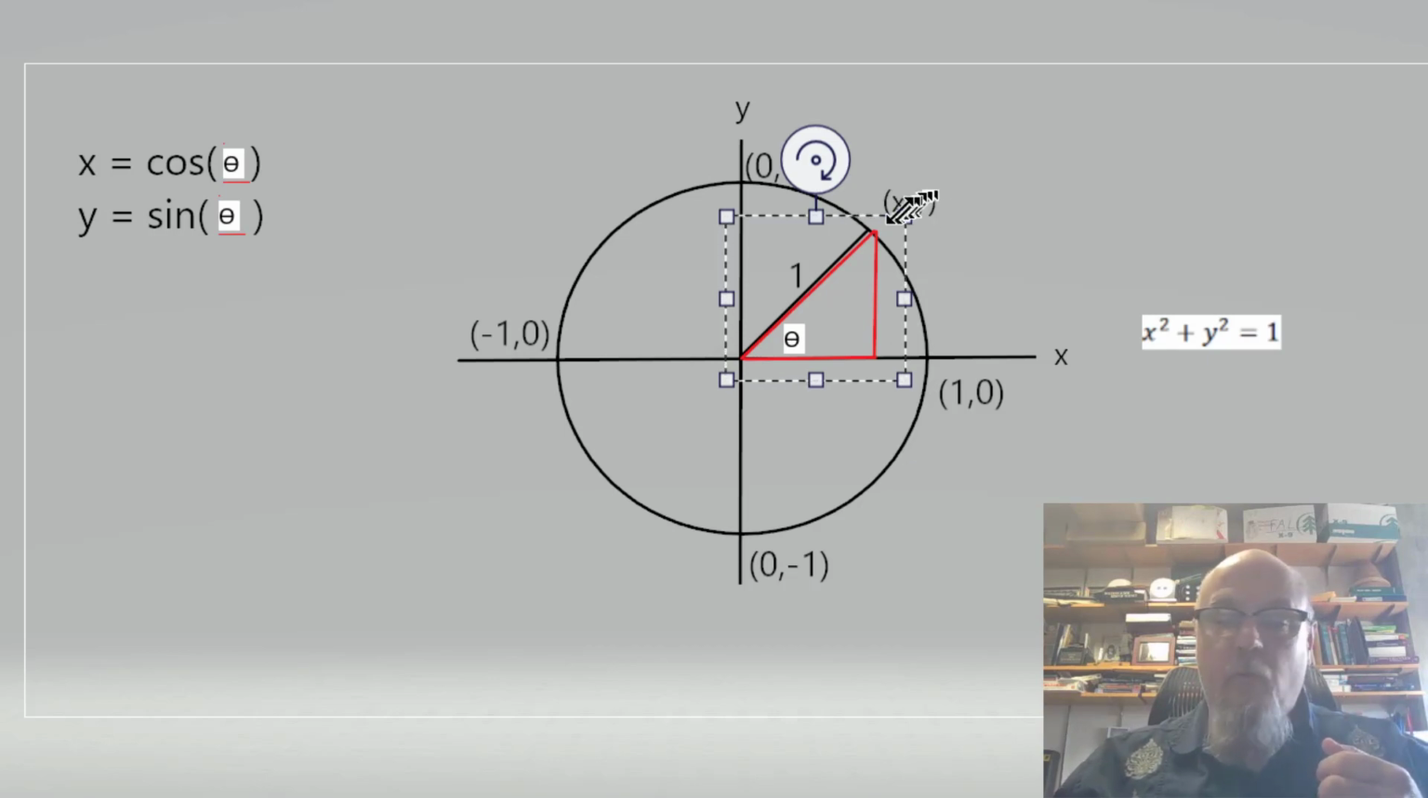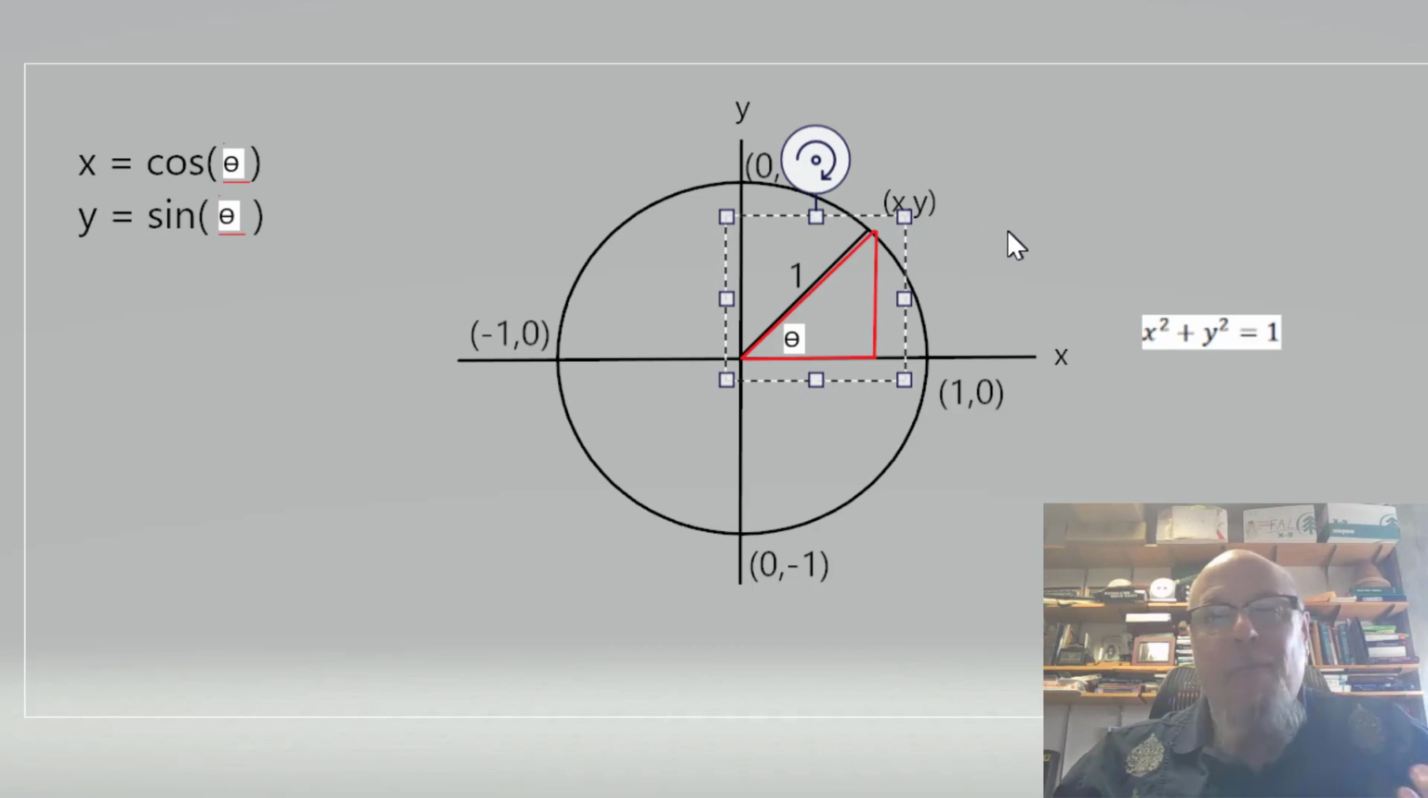So that means this coordinate I write as xy, but now I can say that this coordinate on the unit circle is cosine of the angle for the x, sine of the angle for the y. So the height is the sine of the angle, the cosine is how far I go over for the angle.